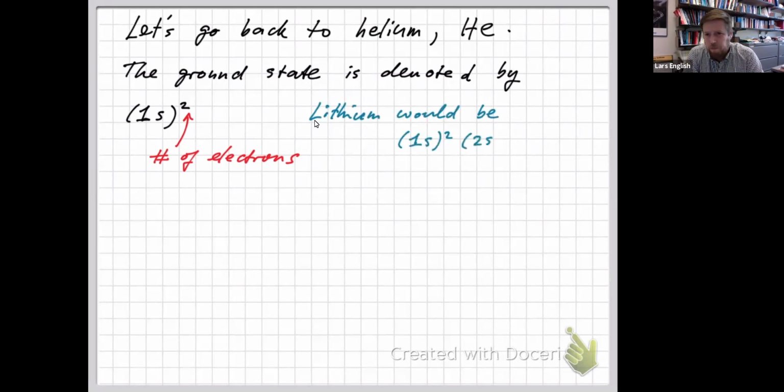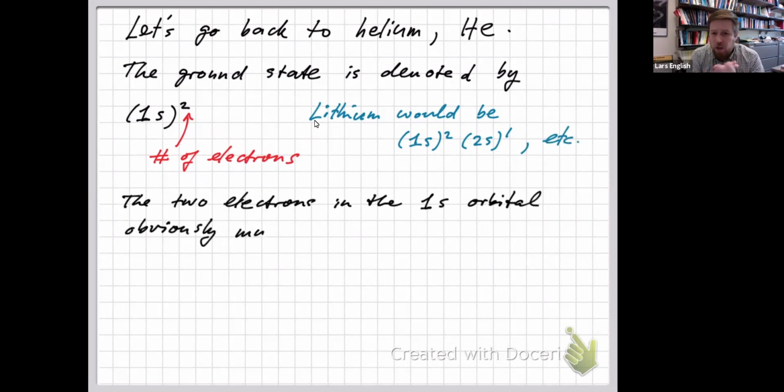Lithium, for instance, would be labeled like this. We have a filled 1s, and the 2s then has 1 electron in it in the ground state. So lithium in the ground state would be 1s squared, 2s to the 1. That would be the notation. Now, we said the 2 electrons in the 1s orbital obviously must be in the singlet spin state. That's the only way that we can actually allow 2 electrons to occupy that same common wave function.